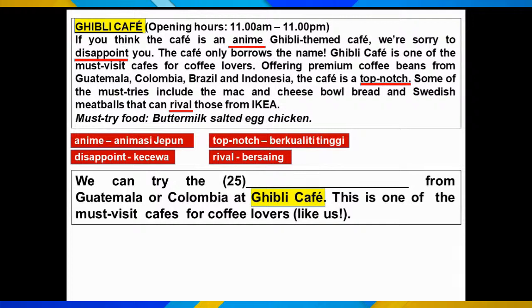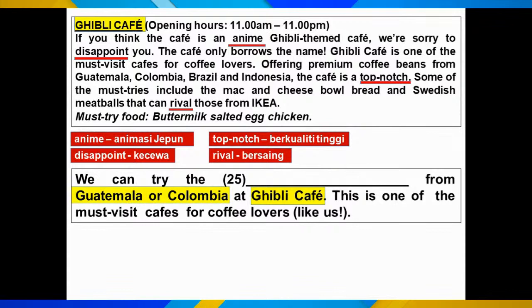Alright, now let's go back to the question. The keyword is Guatemala or Colombia. Can we see Guatemala and Colombia? Yes, we have it in the text. So now we are looking for what thing we can try from Guatemala, Colombia. Kita boleh cuba apa daripada Guatemala or Colombia. In the text, we also have the word from: offering premium coffee beans. Dia menyediakan premium coffee beans, biji kopi yang bermutu tinggi, dari Guatemala, Colombia. So, do you know what the answer is?